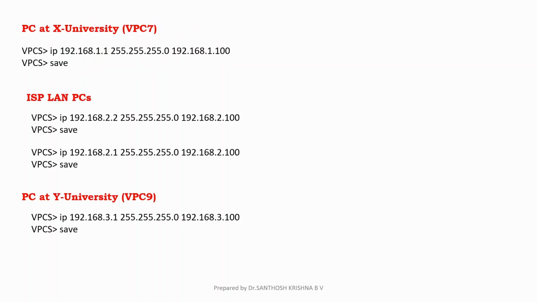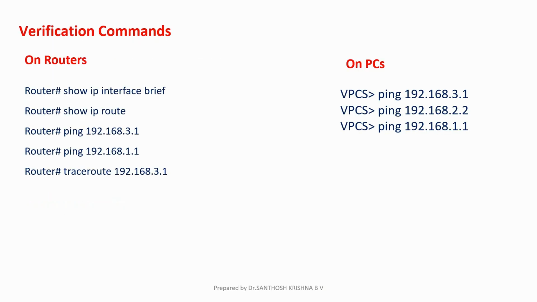Then for the individual PCs, we know how to give the IP address: IP followed by the IP address of the particular PC, then its subnet mask, then its gateway. The gateway is the router which is directly connected to the switch for that network. With this, I have some verification commands as well: show IP route, then show IP interface brief, and pinging should work from anywhere to anywhere. These are the things we need to check.